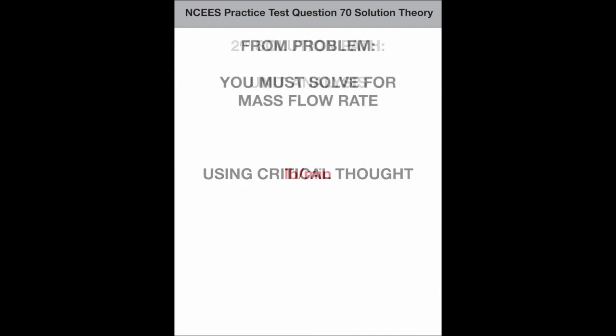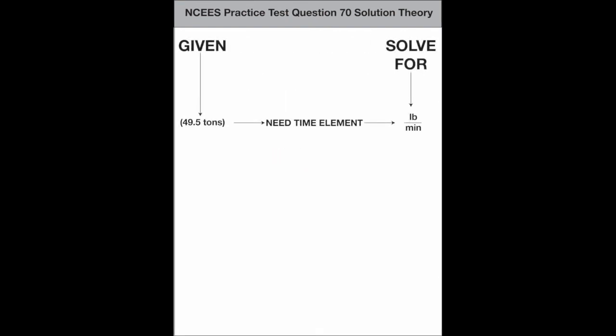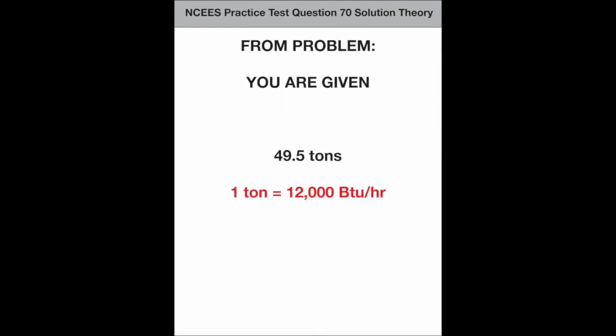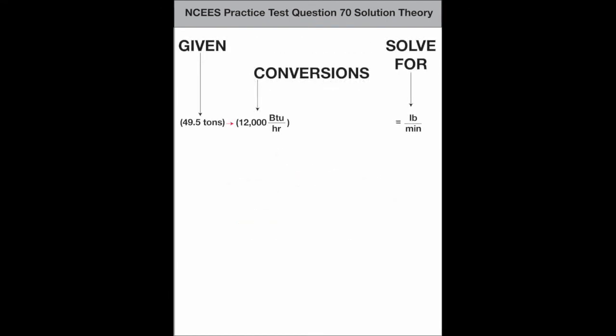The second solution path focuses on unit analysis and saves you from searching through reference texts. It uses critical thought based on the concepts shown earlier. You must solve for a mass flow rate in pounds per minute. You're given an energy flow rate of 49.5 tons. A ton is easily converted to BTU per hour by multiplying it by 12,000. Memorize this conversion. You're going to need it. To move from BTU per hour to pounds per minute, you'll need 2 units. 1, a simple time conversion from hours to minutes. And 2, a value with a unit of BTUs per pound.